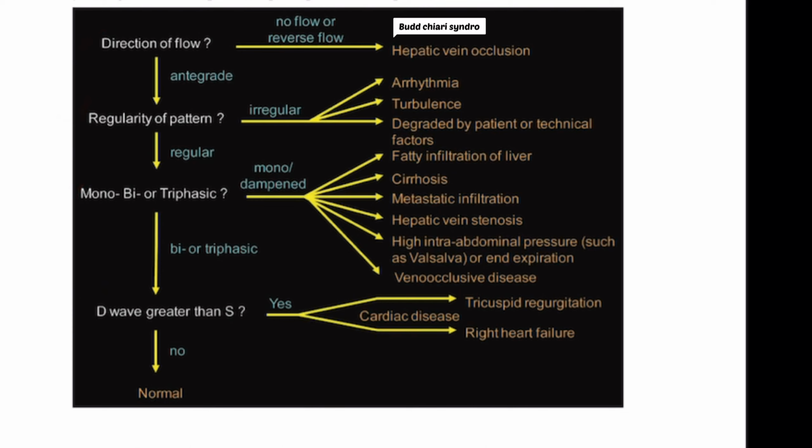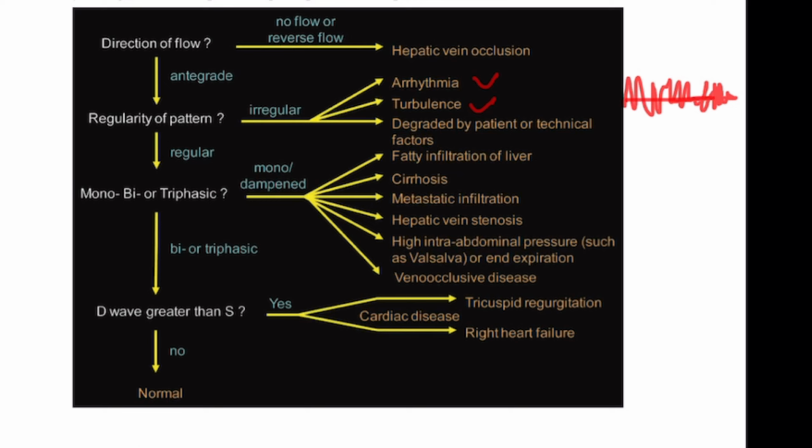In hepatic vein occlusion, at the site of obstruction there is stoppage of the flow, which leads to reversal of the flow towards the liver, leading to turbulent monophasic retrograde flow that is above the baseline. Second, we see the regularity of the pattern. If there is an irregular waveform, seen in conditions such as arrhythmia, turbulence, or patient factors, there will be an irregular waveform both above and below the baseline.